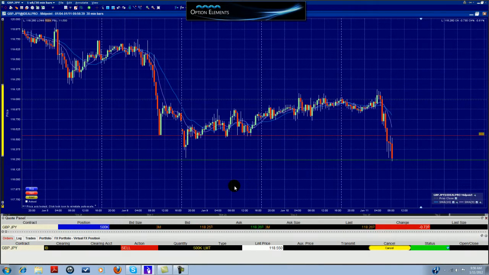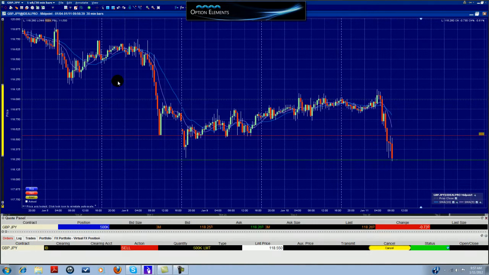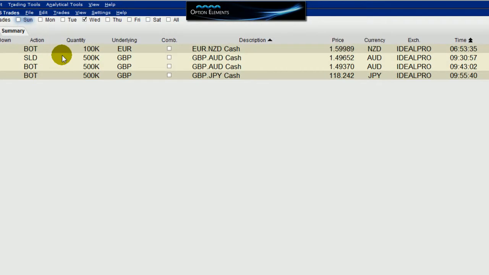Okay, it's just about 10 o'clock. We just got filled on our initial purchase for the British pound Japanese yen pair. You can see the green line right here represents our entry point where we're long. You can see we're long 500. We'll go to our trade log. Computer's running a little slow today. Here's our yen. We bought the 500 at 24.2 at 9:55.